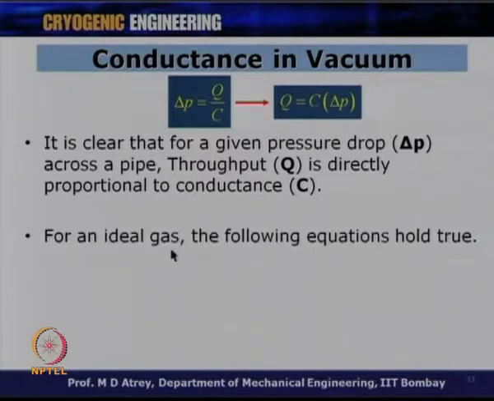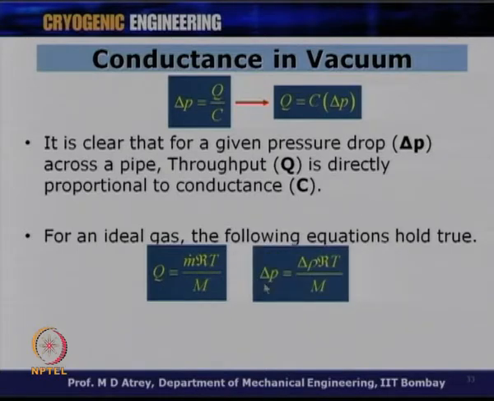For an ideal gas, the following equation holds true. Q is equal to m dot RT upon m. This is what we have talked about earlier, and we know from here delta P is equal to delta rho into RT by m. This is true for a gas which follows PV is equal to MRT, from where we conclude that Q is equal to m dot RT upon m, and delta P is equal to Q upon C, or delta P is directly related to the gas law by the equation delta rho RT by m.